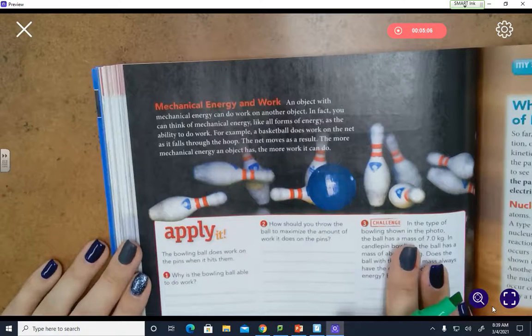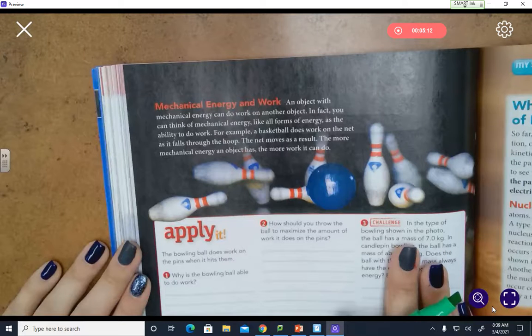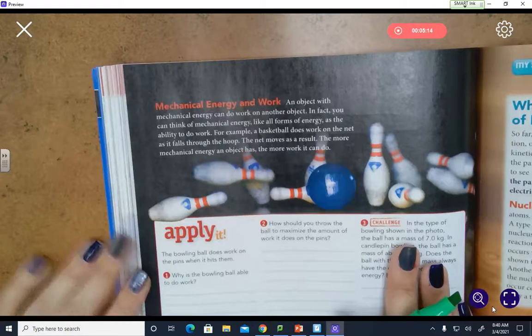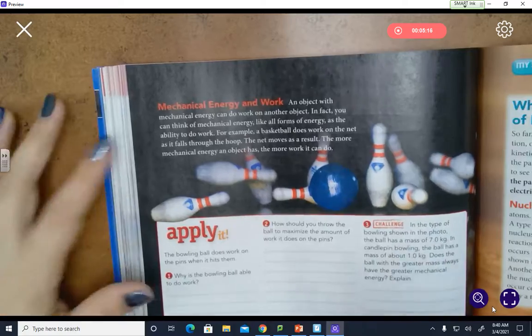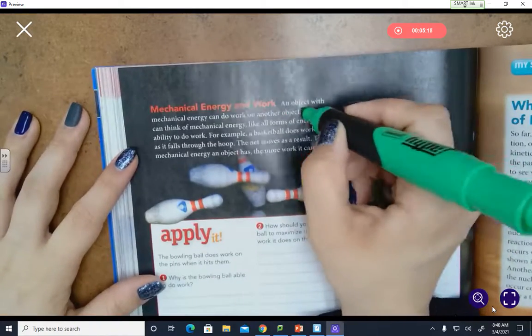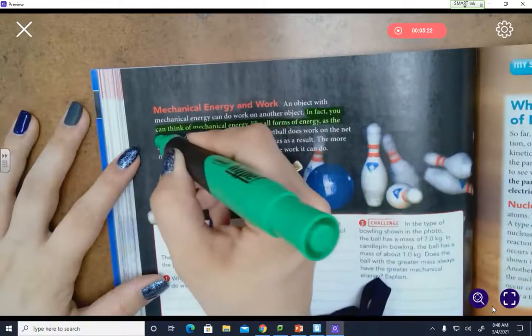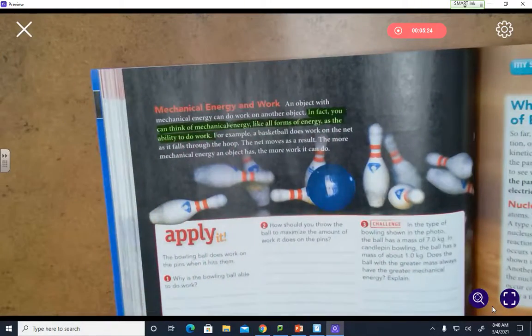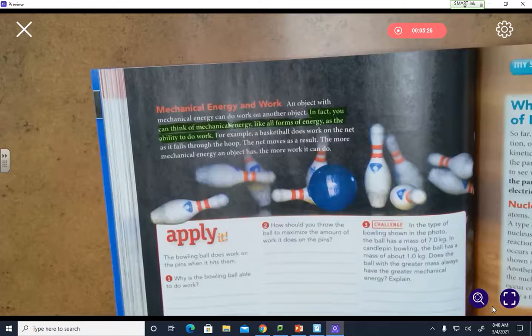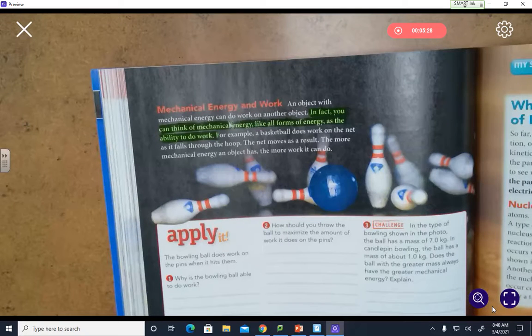Mechanical energy and work. An object with mechanical energy can do work on another object. In fact, you can think of mechanical energy, like all forms of energy, as the ability to do work. For example, a basketball does work on the net as it falls through the hoop. The net moves as the result. The more mechanical energy an object has, the more work it can do.